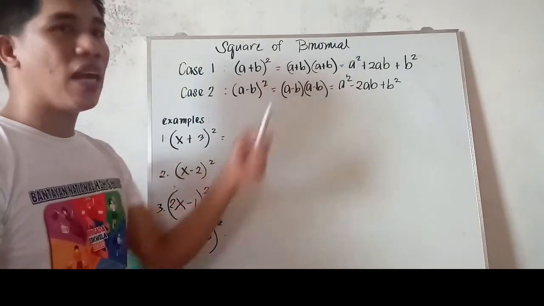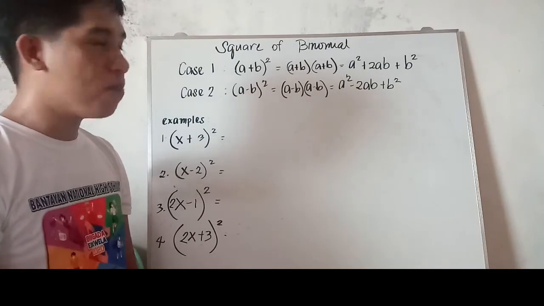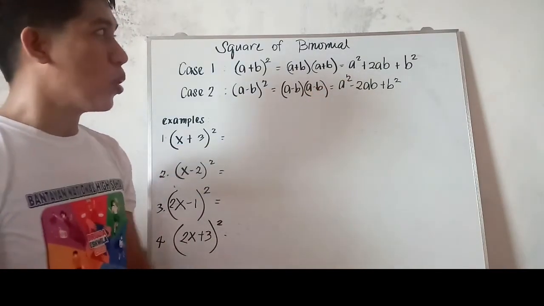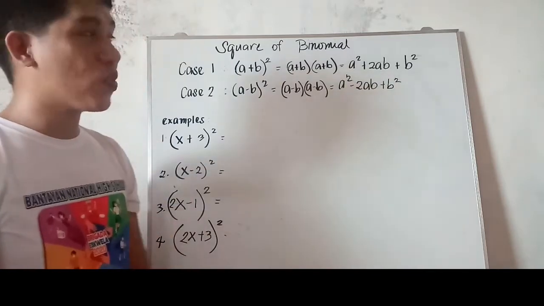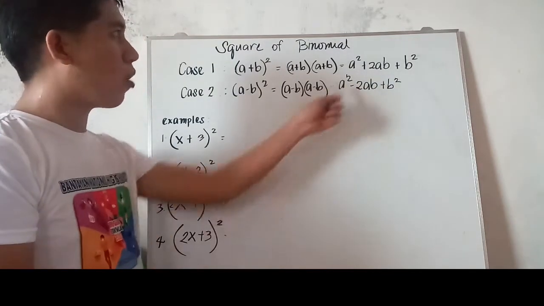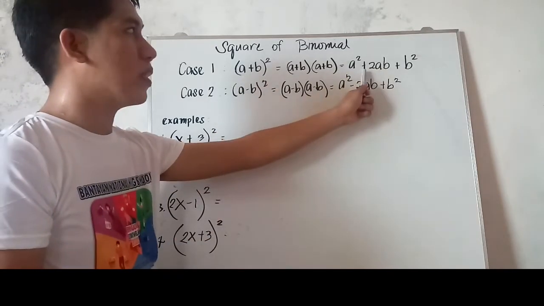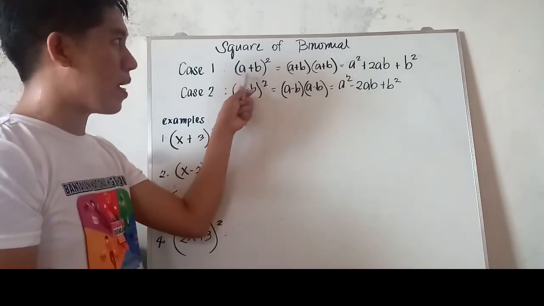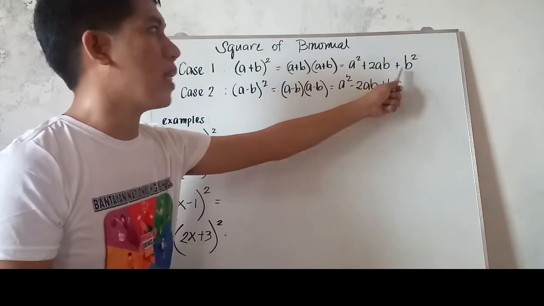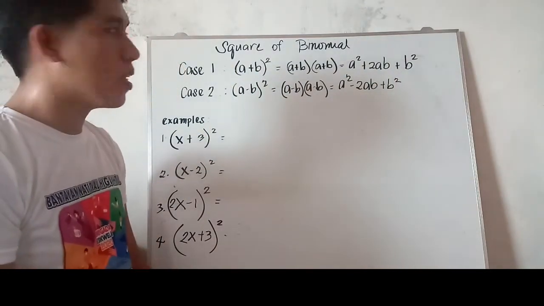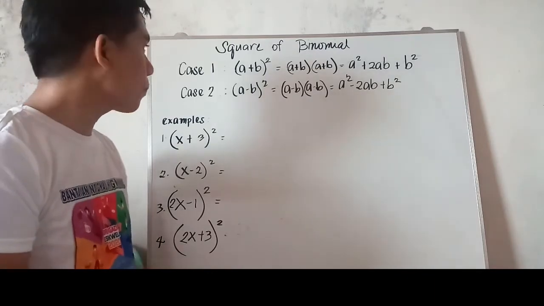That is why we have (a + b) times (a + b), which is equal to a squared plus 2ab plus b squared. So it simply means that we are going to get the square of the first term, a, then we will take twice the product of a and b, then we will take the square of the last term, which is b. That is for case number 1.